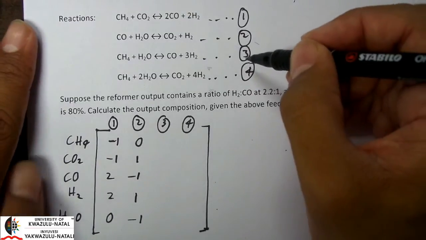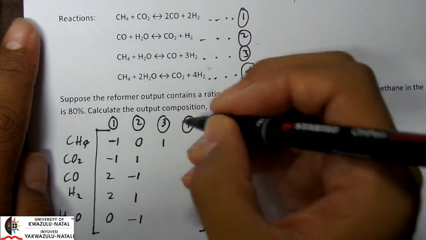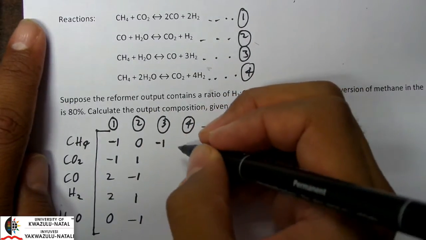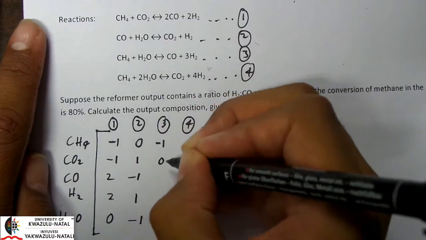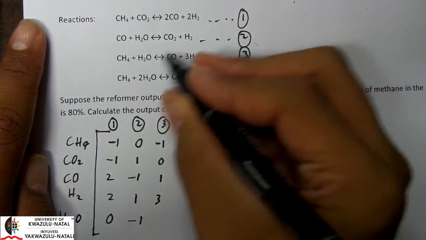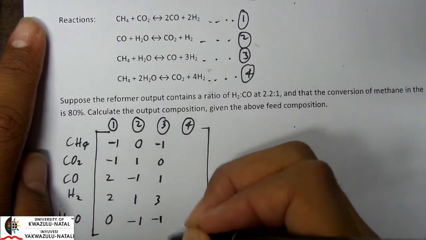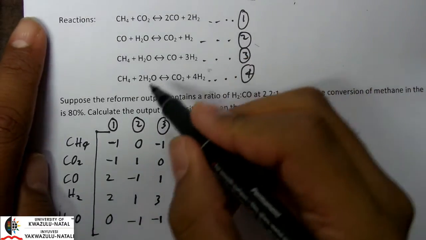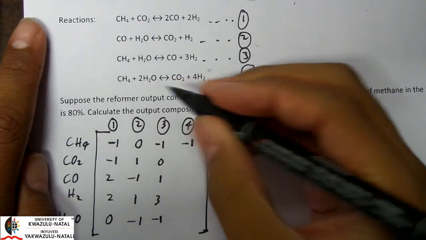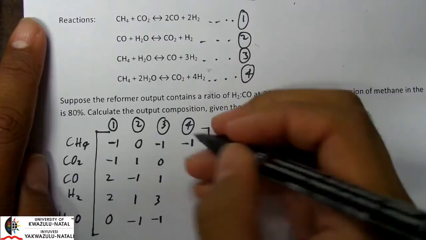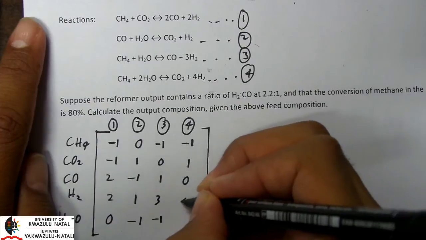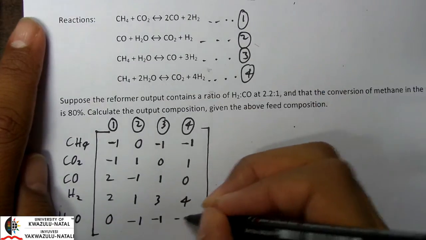If we look at reaction 3, we have -1 and there's no CO2. CO is a product, H2 is a product, and water is a reactant. Okay, for reaction 4, we have methane as a reactant, CO2 is a product, there's no CO, H2 is a product, and water is a reactant.